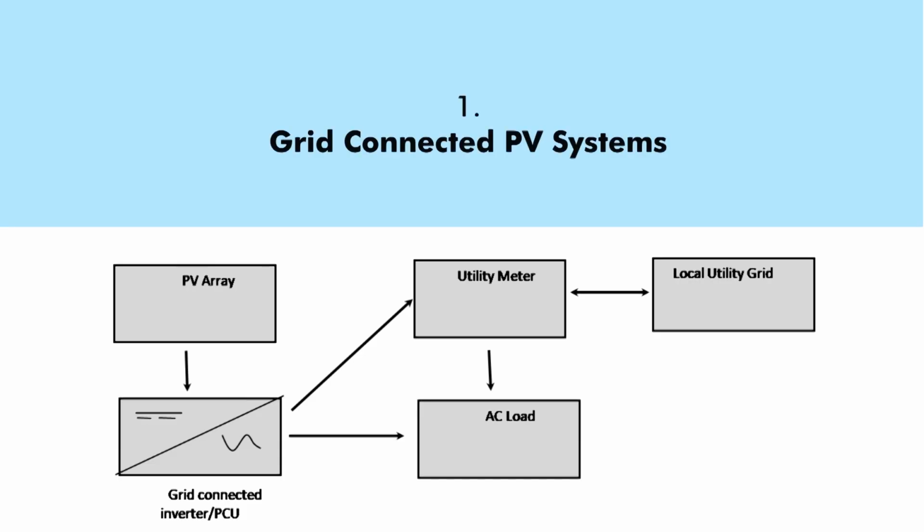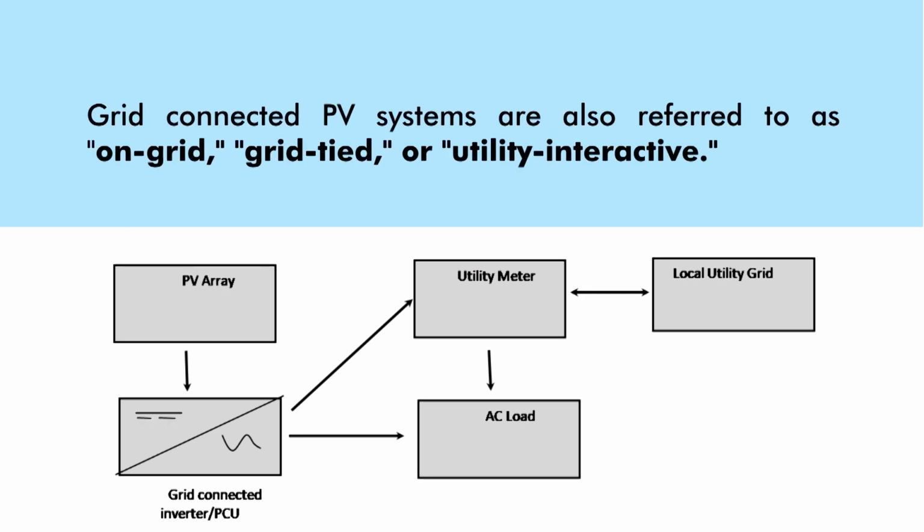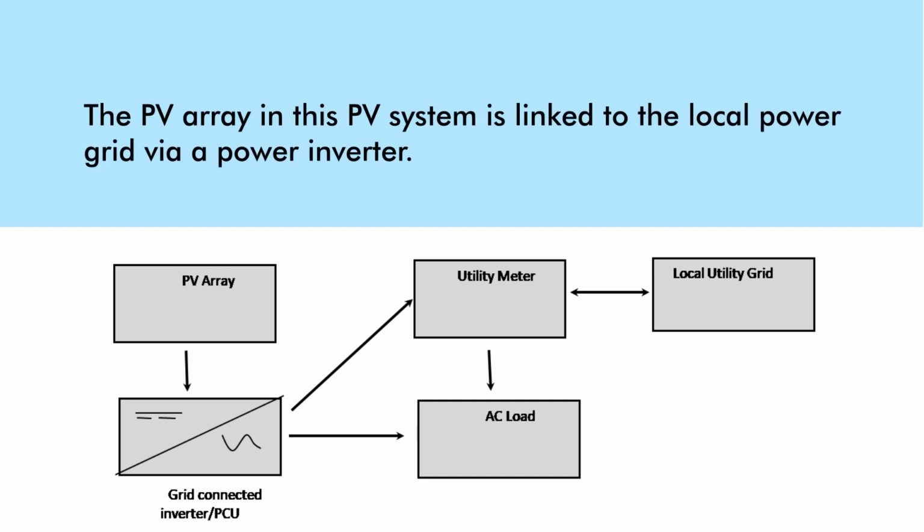Now we will discuss the grid connected PV system. Grid connected PV systems are also referred to as on-grid, grid tied or utility interactive. The PV array in the PV system is linked to the local power grid by a power inverter. It works in tandem with the electric utility grid. Extra power generated that is not required by the user is fed to the utility grid.